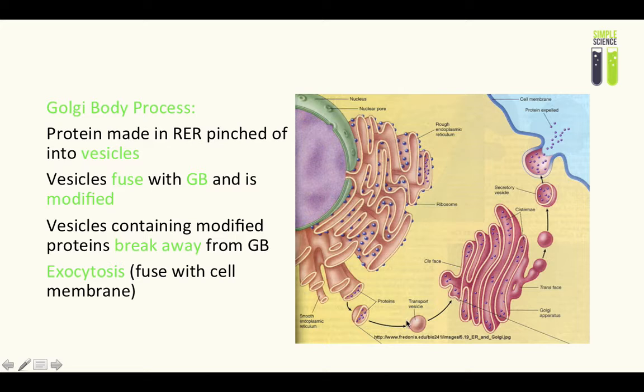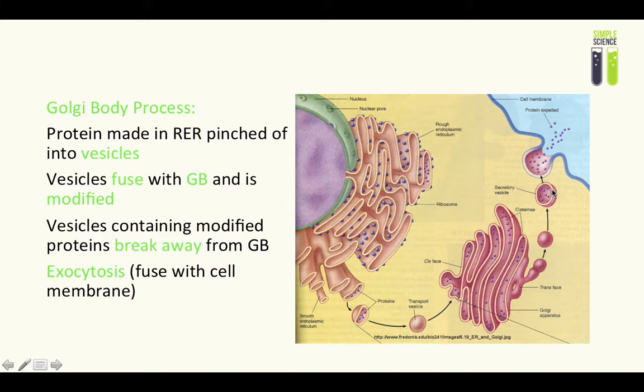All right. And then the second step, the vesicles containing the proteins fuse into the Golgi body where the proteins are modified. So the purpose of the Golgi body happens. And then the third step, the vesicles containing the modified proteins break away from the Golgi body, so here. It's also known as the secretory vesicle.